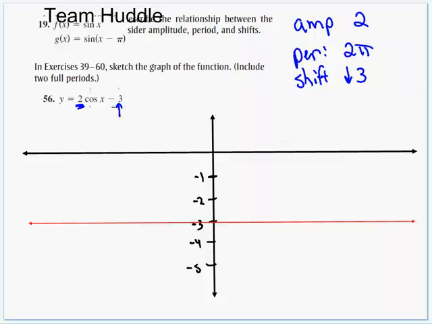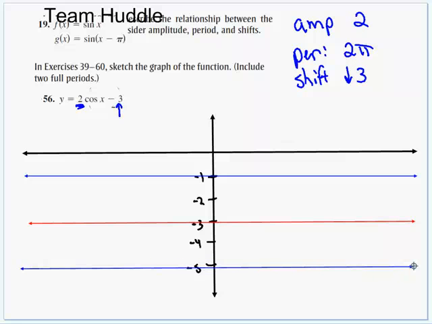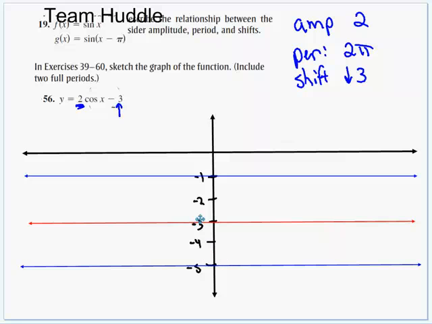And let's figure out our amplitude. From that red line, our amplitude is 2. So we can go up 1, 2. So the highest our graph will go will be this blue line at -1 on the y-axis. And how low will it go? Well, from our shift down to 3, we can go down 2 more. Down 1, 2 to -5. So again, our graph is going to be wrapped around the red line, and it won't go higher than the blue line at -1 or lower than the blue line at -5.